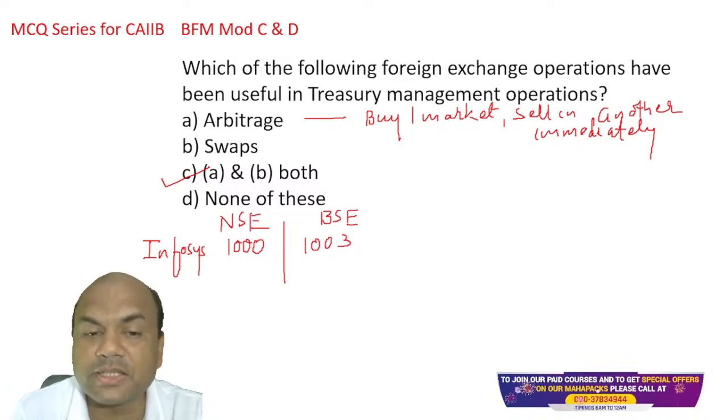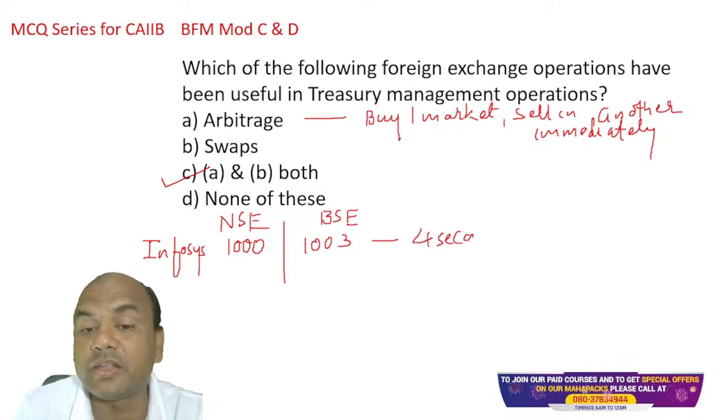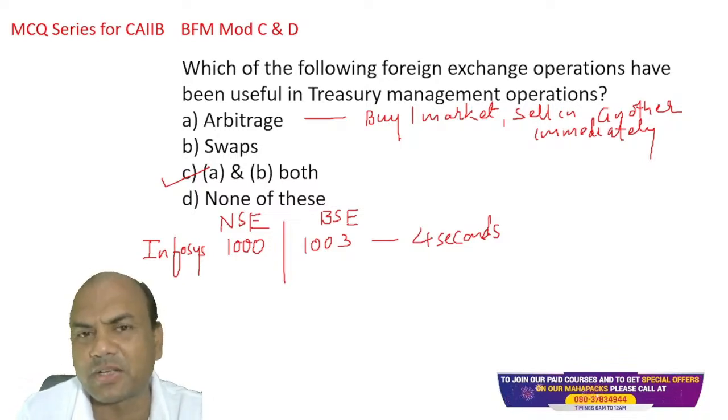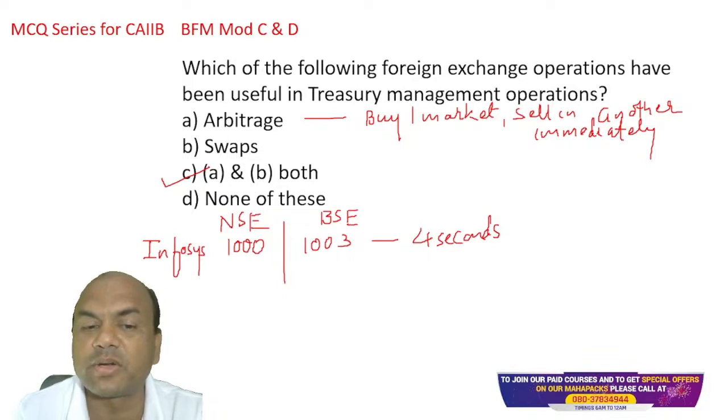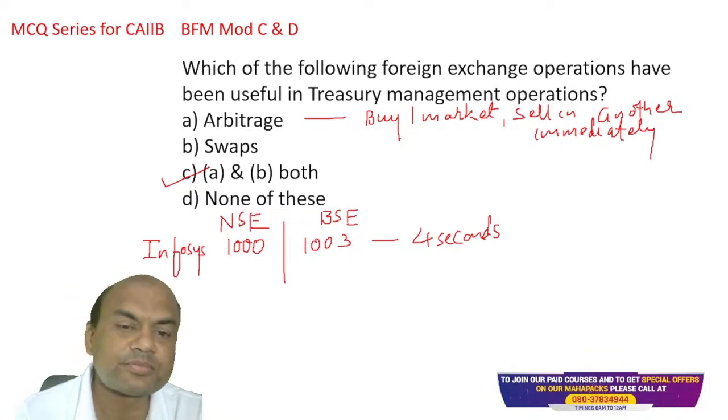Now this difference between NSE and BSE remains for hardly 4 seconds, not even that nowadays. With technology, it is hardly 3 seconds at most. It immediately collapses and the prices match each other.